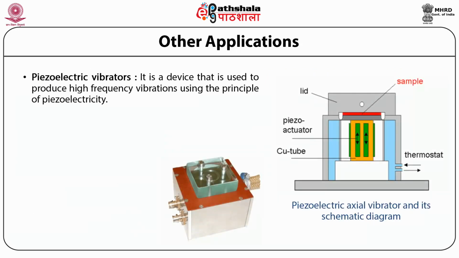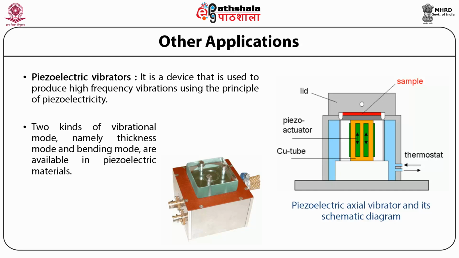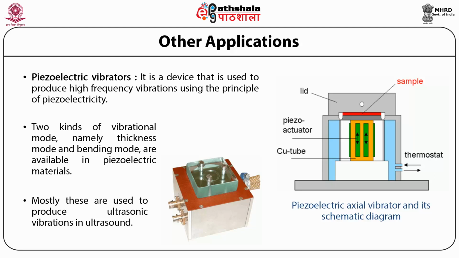Piezoelectric vibrators. The piezoelectric vibrators use the materials that are used in vibrational devices such as filters or oscillators. Two kinds of vibrational mode, that is the thickness mode and bending mode, are available in piezoelectric materials. So a piezoelectric vibrator is a device that is used to produce frequency vibrations using the principle of piezoelectricity. Mostly, they are used to produce the ultrasonic vibrations in ultrasound.